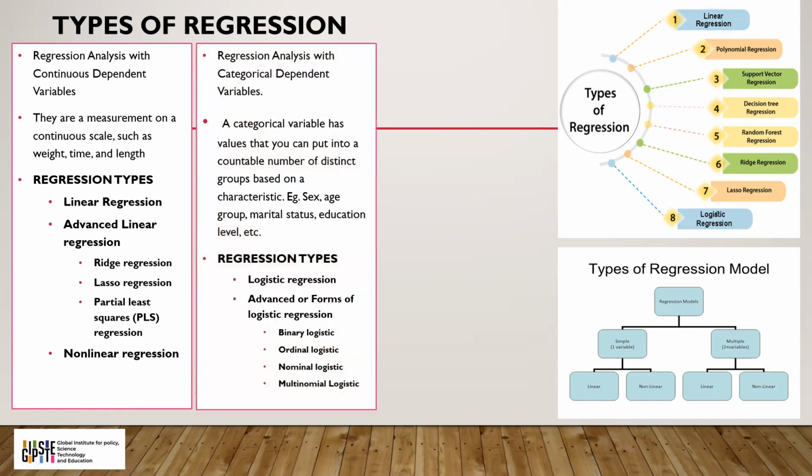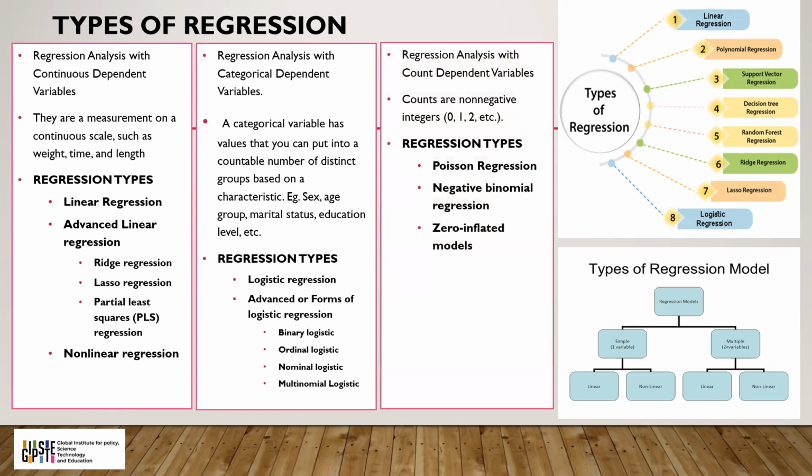Regression analysis with categorical dependent variables. Here, a categorical variable has values that you can put into a countable number of distinct groups based on characteristics such as sex, age group, marital status, educational level, and several other categories. So under this particular section, we have different regression types. We have the logistic regression, where under the logistic, we have different advanced forms of logistics. We have the binary logistics, we have the ordinal logistics, we have the nominal or the multinomial logistics regression.